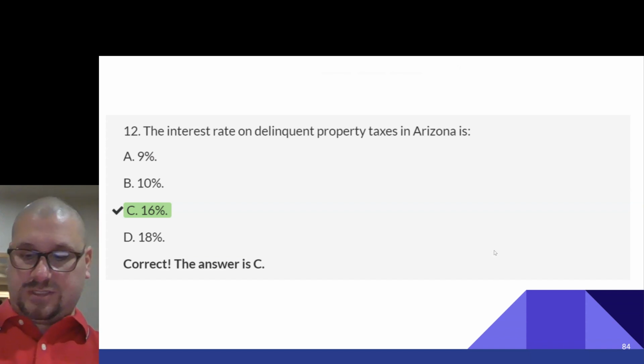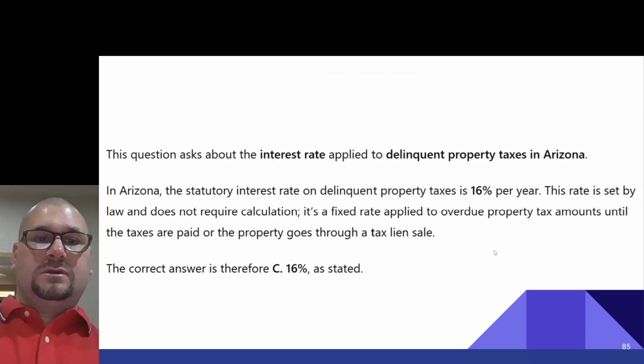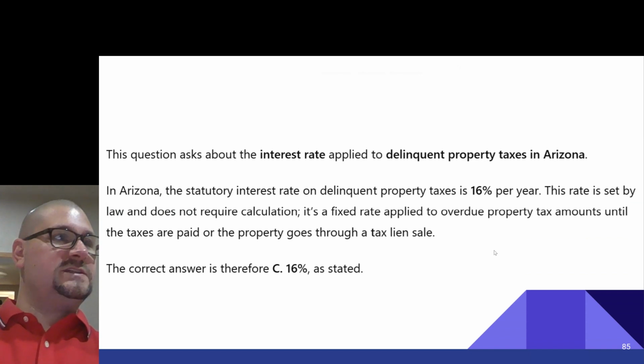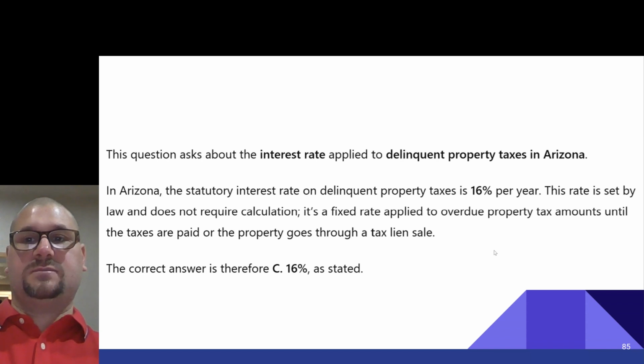So 16%. In Arizona, the statutory interest rate on delinquent property taxes is 16% per year. This rate is set by law. It does not require calculation. It's just a fixed rate applied to the overdue property tax amount until taxes are paid or the property goes through a tax lien sale.